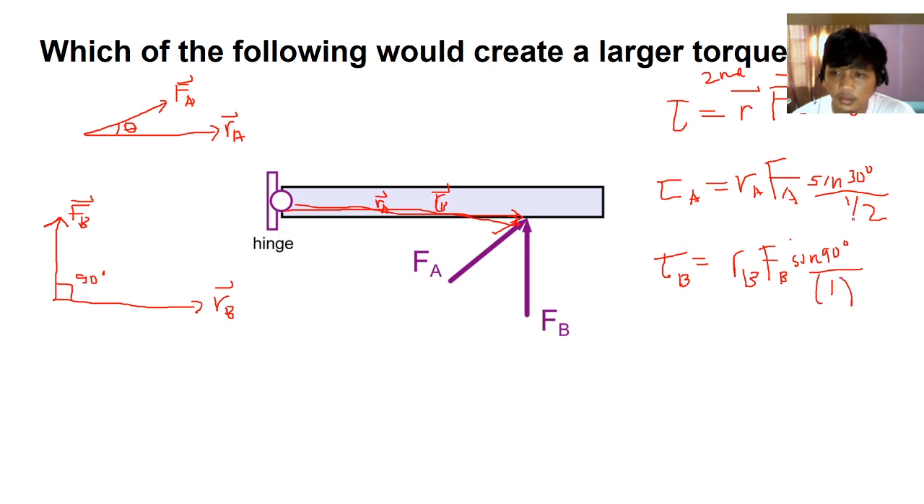So which do you think is the bigger torque? Apparently, force B produces the larger torque because sine 90 is 1, and force A produces only half the torque of torque B. And it makes sense, right? Imagine if you're the one pushing this door. You wouldn't want to push at an angle. You want to push perpendicular to the door.